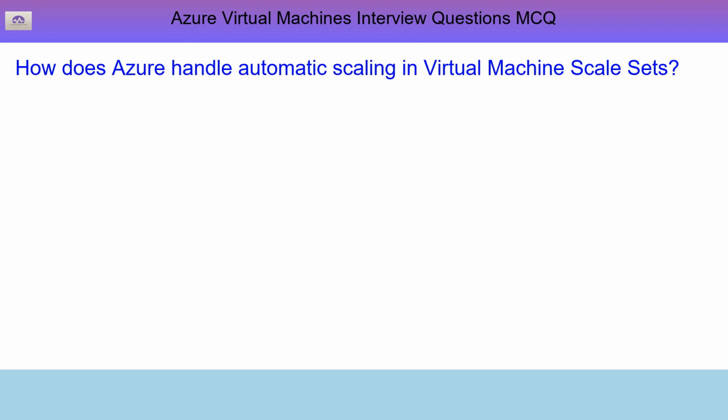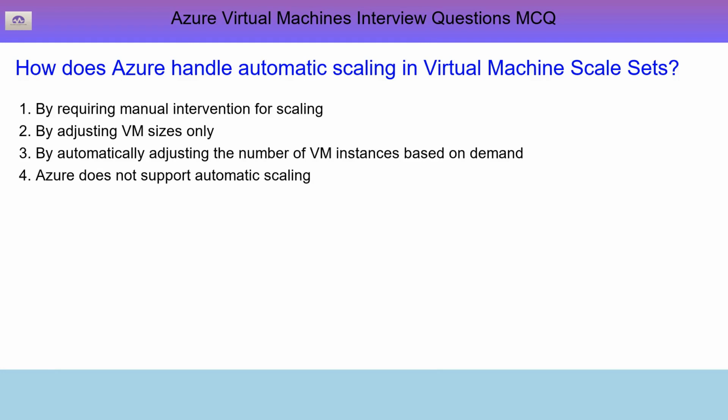How does Azure handle automatic scaling in virtual machine scale sets? Here are your options. 1. By requiring manual intervention for scaling. 2. By adjusting VM sizes only. 3. By automatically adjusting the number of VM instances based on demand.